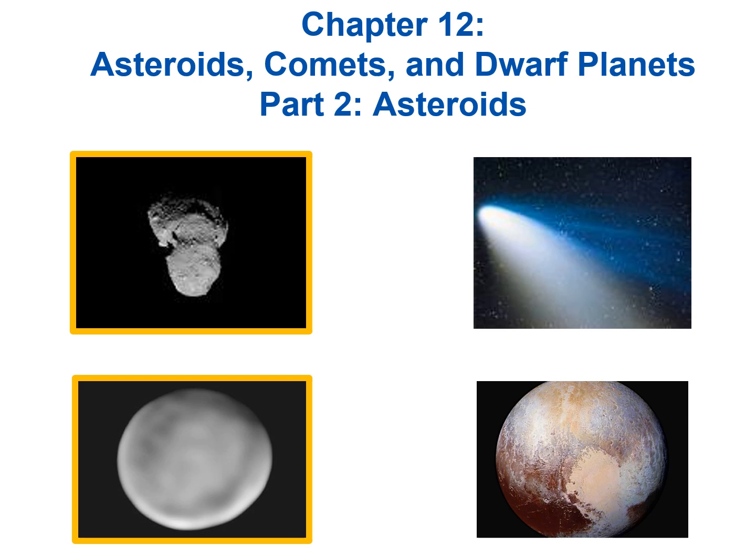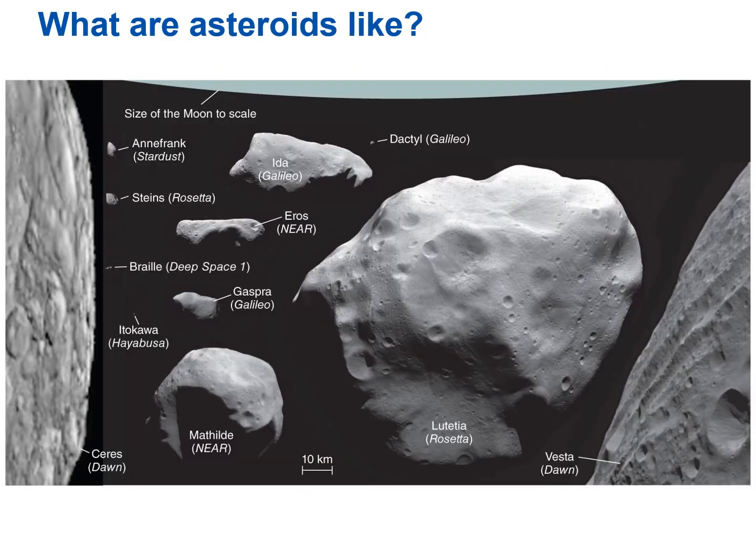And here we see, on the left-hand side of the screen, 2 asteroids. This one on the upper left is typical of what asteroids look like, just irregular shapes. The largest ones are rounded. And we're also in chapter 12 talking about other small bodies such as comets and dwarf planets. But for now, we're looking at asteroids.